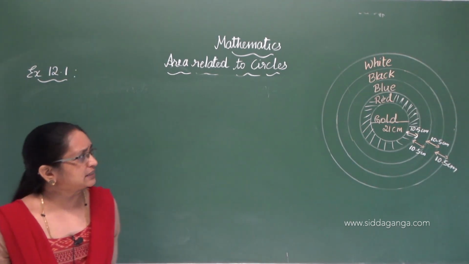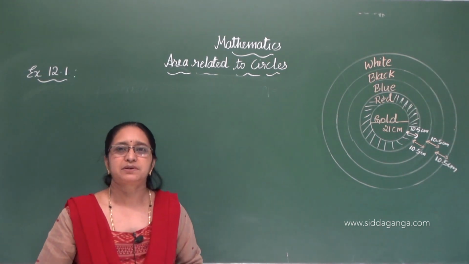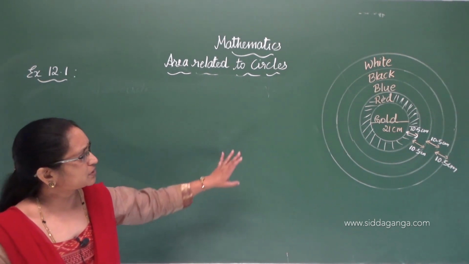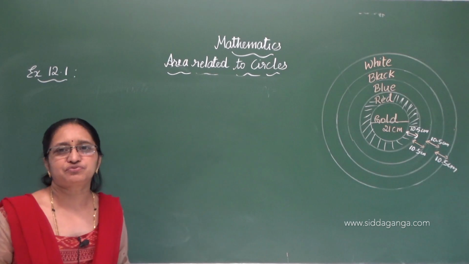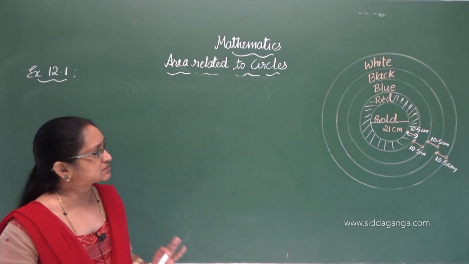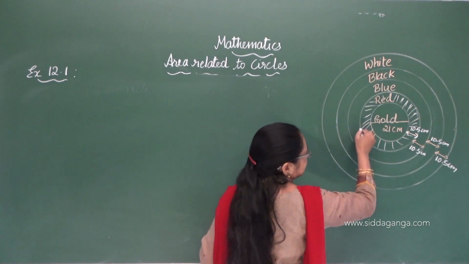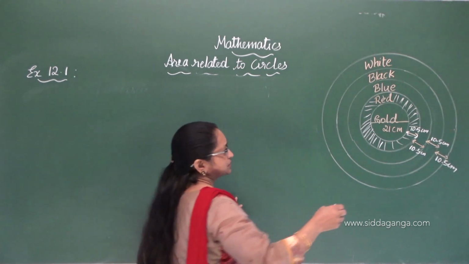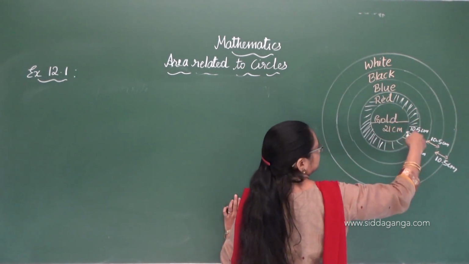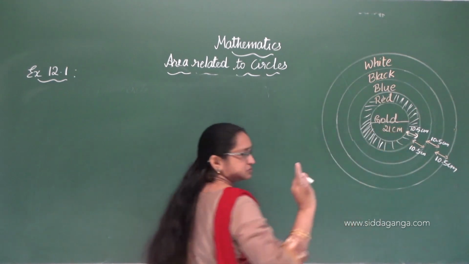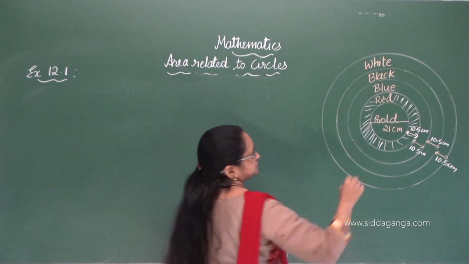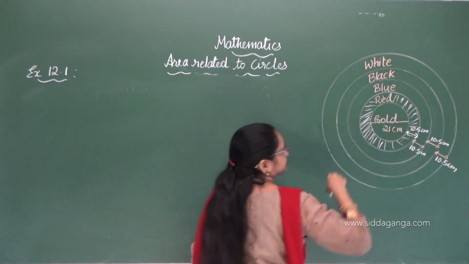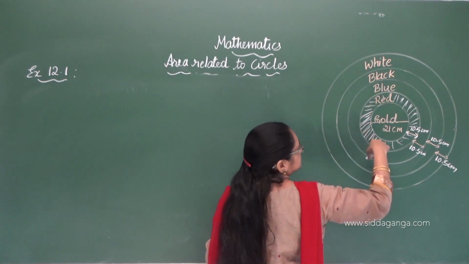So let us try to calculate. I will make it a little simpler, so just be attentive and listen. I hope you understood the question. What you have to find out is the scoring region of each color. The scoring region of gold means you will find out the area of this, no doubt, it is easy, correct? Next, the scoring region of red means the shaded region here. Next, blue color means only this part.